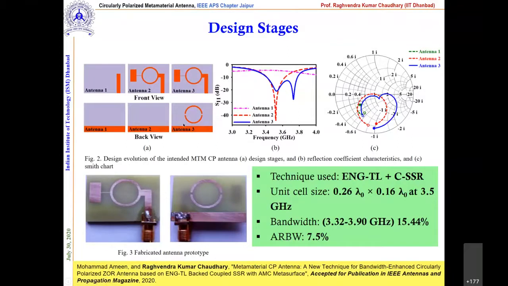Now, how did we accommodate the 90 degree phase? We tried to enhance the radius of this single split resonator, and hence change the electrical length. Definitely there will be a phase change, and at a particular radius we got a 90 degree phase shift between these two components, and hence we said that we got the CP condition, correct, and this is validated.